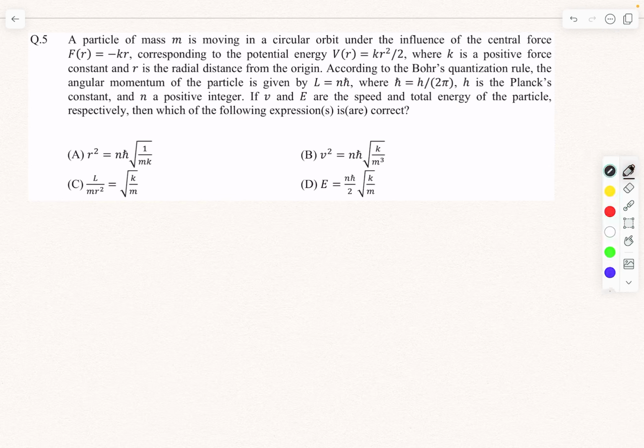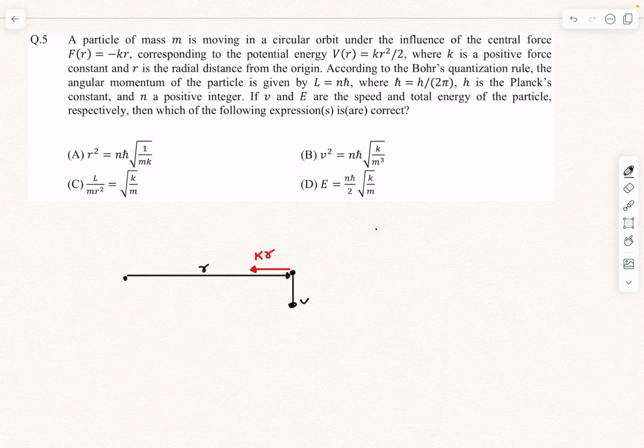particle. So we have a particle that is first of all moving in a circular orbit. The velocity of the particle is actually perpendicular to the radial distance to the particle. And it's given that the particle is actually moving under a central force. So the force is actually in the minus r cap direction and its magnitude is kr.